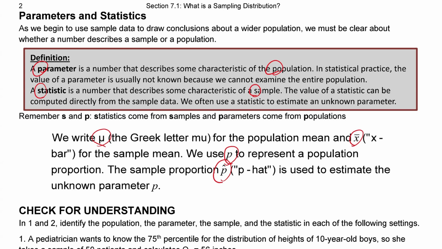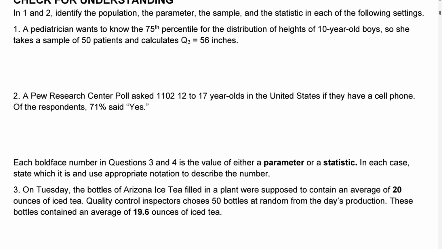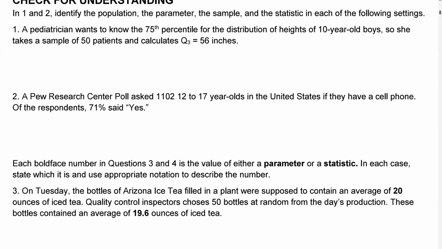It's important for us to be able to distinguish samples from populations. So let's go through this check for understanding to get those ideas across. It says identify the population, the parameter, the sample, and the statistic for the following settings. A pediatrician wants to know the 75th percentile for the distribution of heights of 10-year-old boys. So she takes a sample of 50 patients and calculates that the Q3 score is 56 inches. What's our population in this case? Well, the population, the thing that's hard to get at, would be all 10-year-old boys.